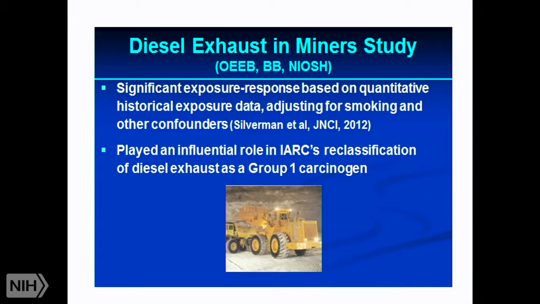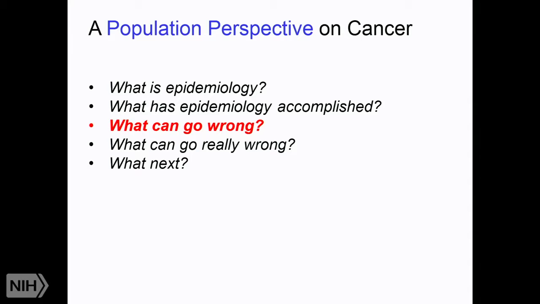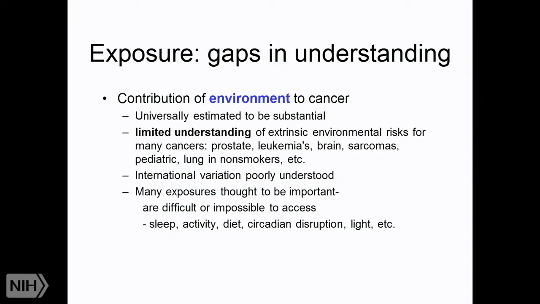Okay, what can go wrong? And first I want to just mention some of the ordinary challenges that epidemiologists face. And one of them is that there are substantial gaps in what we understand about environmental exposures and cancer. So some of those big international differences I showed you, we don't understand. And so more work is needed. And some exposures that are thought to be important are difficult or impossible to assess. And so I'll talk in the last segment of this talk about how we get at some of those difficult exposures.